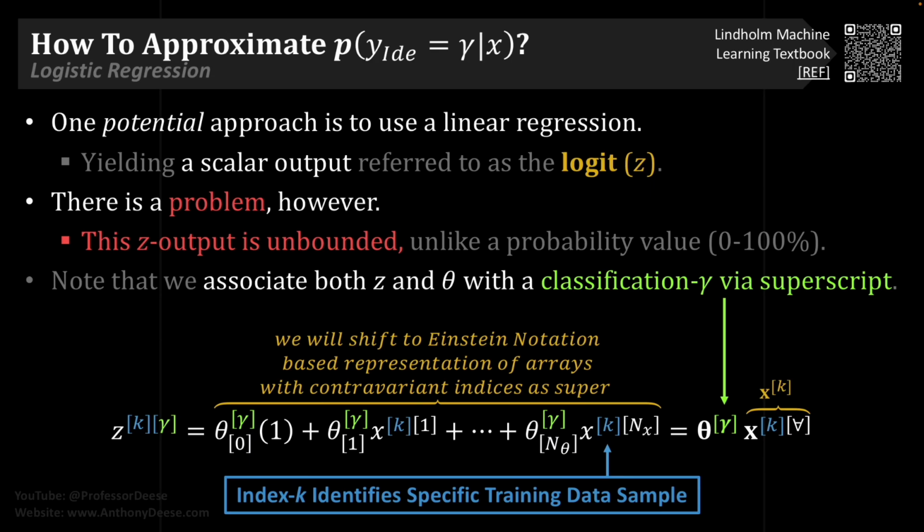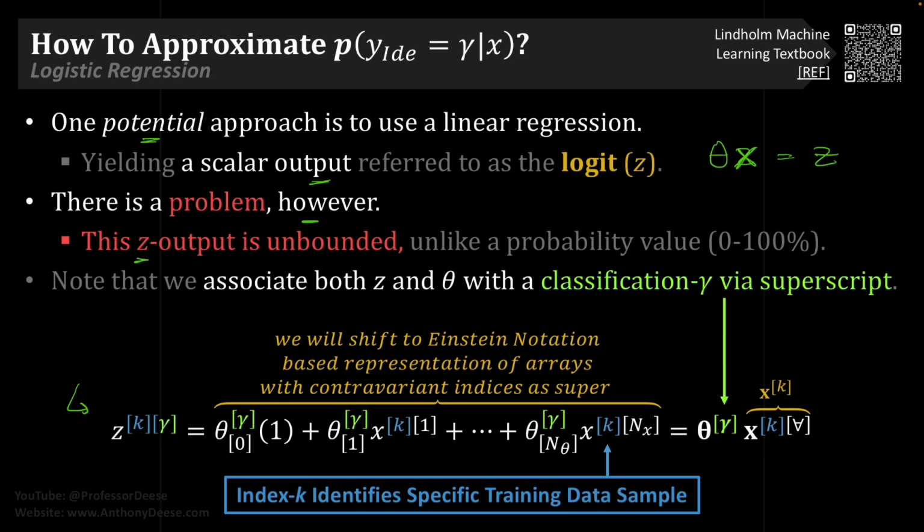How do we approximate the ideal probability p, or the ideal probability that an input is associated with a given category? Now, one potential approach is to use a linear regression, as shown down here. That would simply be the product of some parameters and some inputs, x. And this yields a scalar output that we would refer to as the logit, z. There is a problem with this, however.